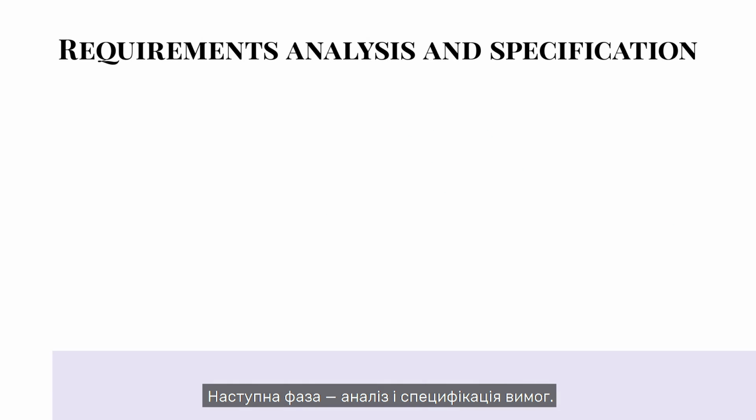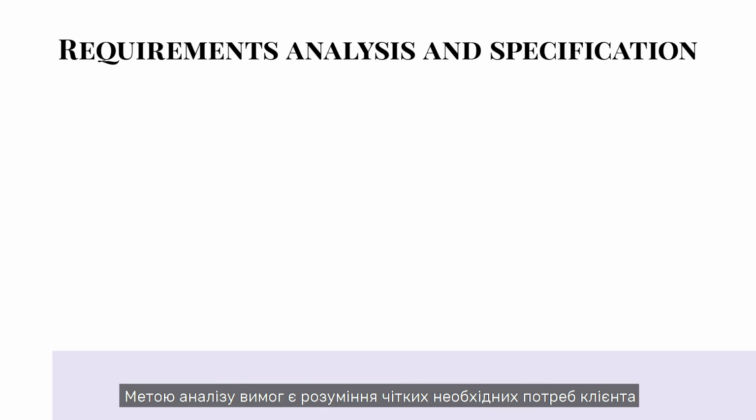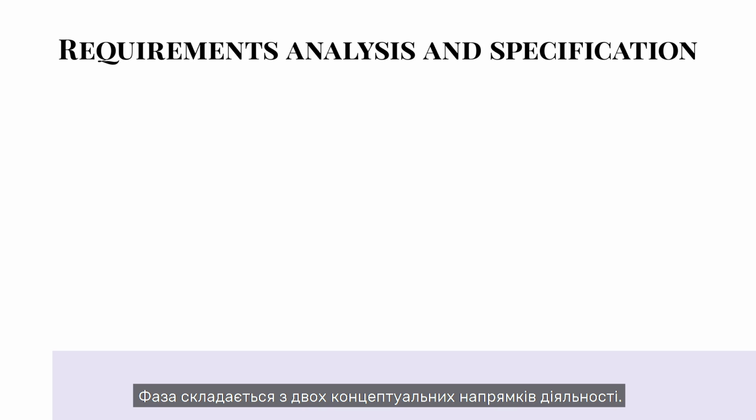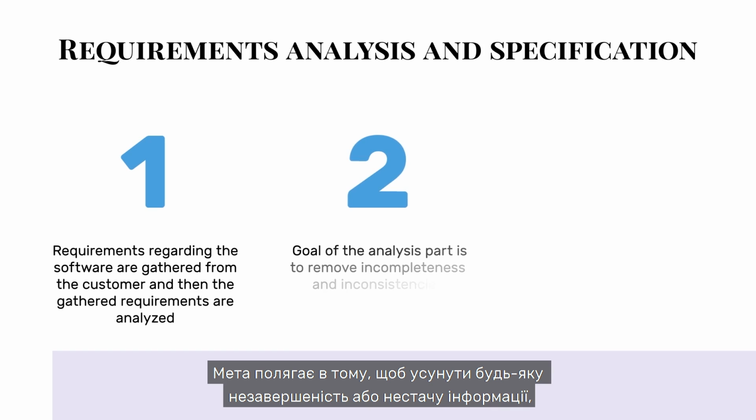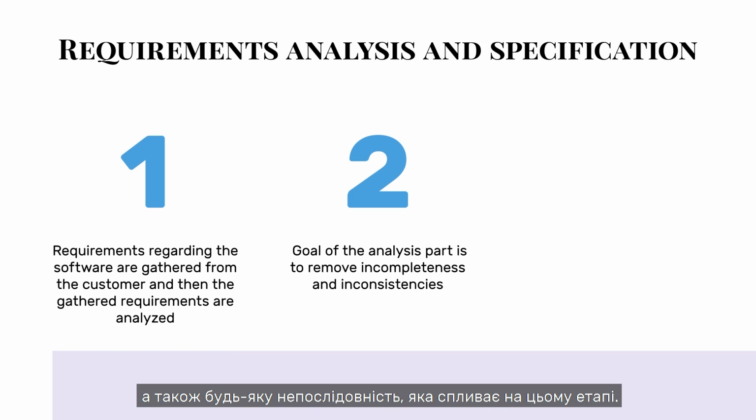The next phase is the requirements analysis and specification. The aim of the requirement analysis is to understand the exact requirements of the customer and document them properly. The phase consists of two key activities. The first one is requirement gathering and analysis. Basically, the goal is to remove any incompleteness or lack of information, and also any inconsistencies that might appear during that phase.